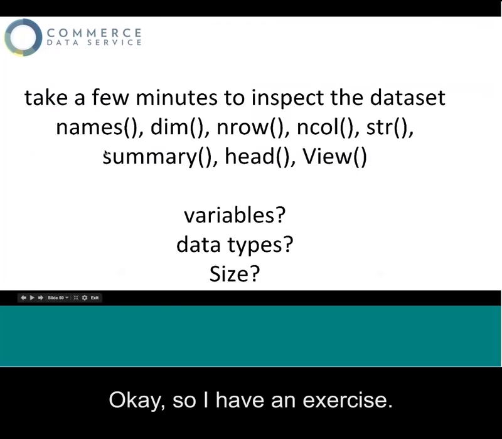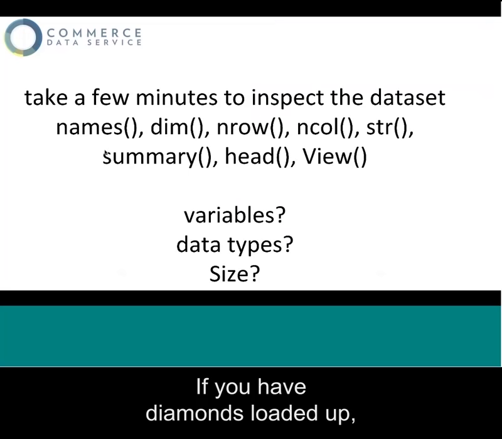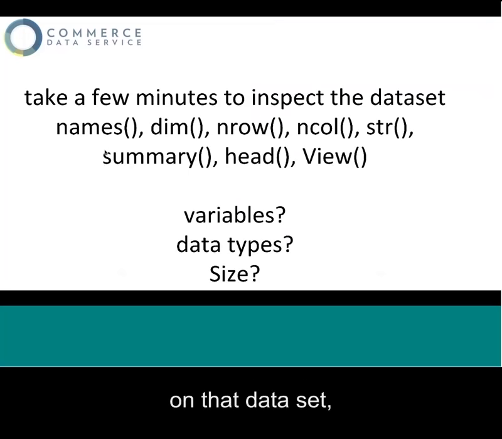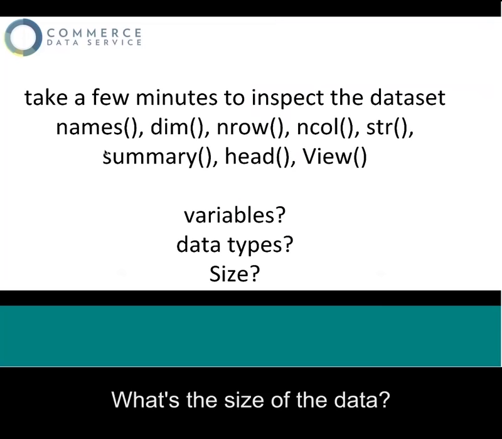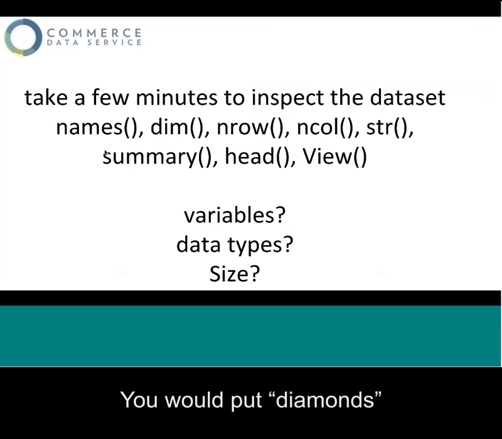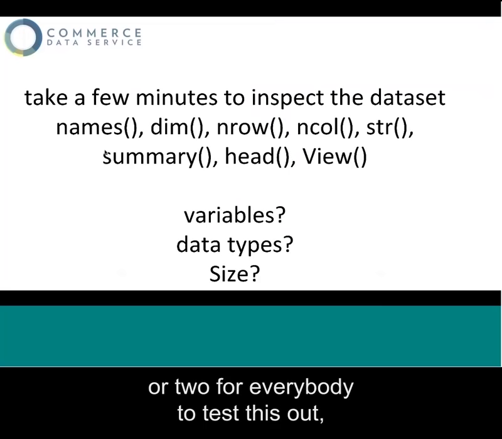Okay, so as an exercise, everybody can just take a few minutes. If you have diamonds loaded up, take a look and run some of these commands on that data set and see what you get. What are the variables? What are the data types? What's the size of the data? You would put diamonds, the actual object that you're calling. So it's just maybe a minute or two for everybody to test this out, and we'll go over it ourselves.